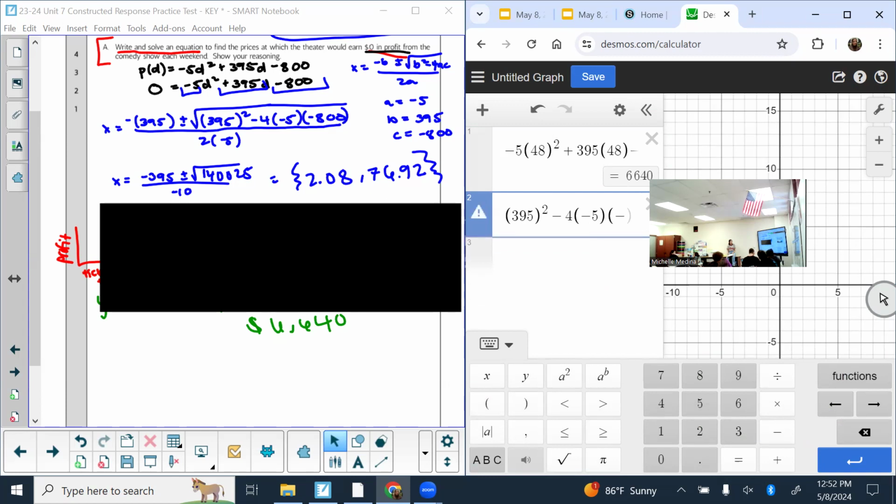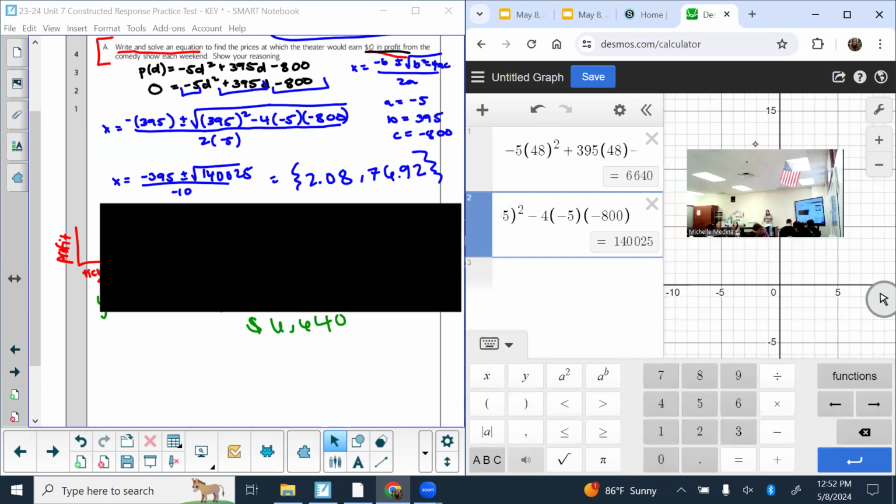And what's under the square root symbol is a big number. It's definitely not something that I want to simplify the radical for. And for this problem, since we're talking about how much a ticket costs, we're allowed to have decimals when we're talking about dollars, right? So we would just round it to 2 decimal spots.